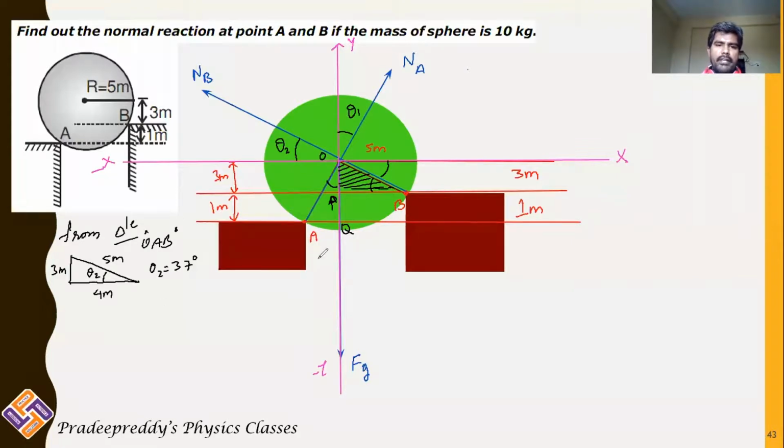Next, I want to find out theta 1. For theta 1, you take triangle OAQ. From triangle OAQ, you have this triangle OAQ.